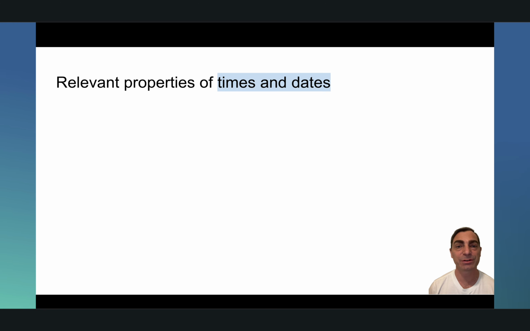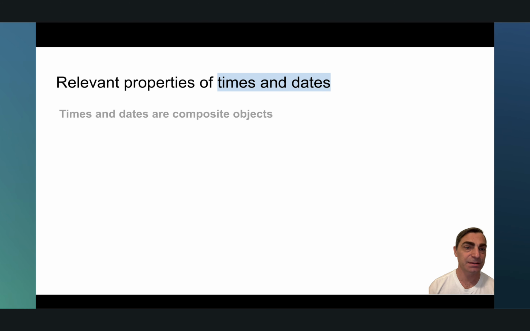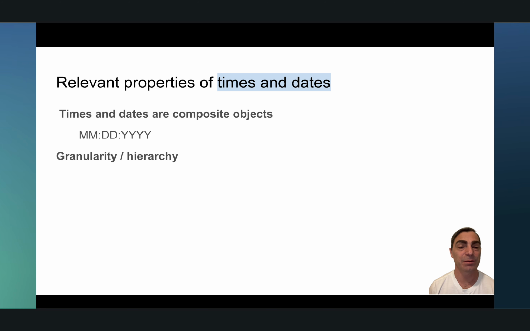Finally, relevant properties of times and dates. So the first thing to say is that times and dates are composite objects. They're not just one single object, they're made of parts. So for instance, dates are made of months, day, and year, and times are made of hours, minutes, seconds, and if you want, other elements too.